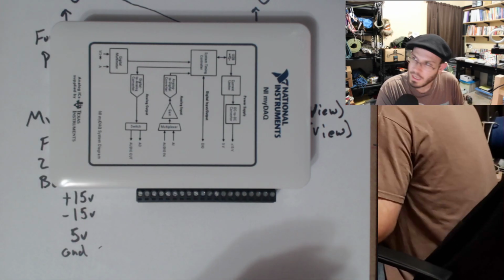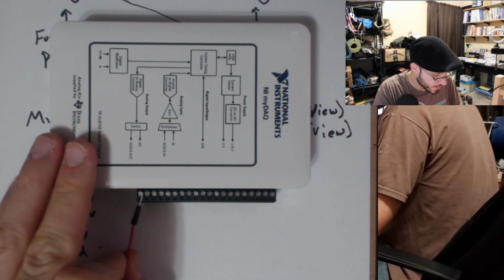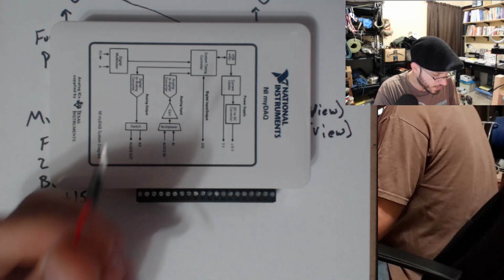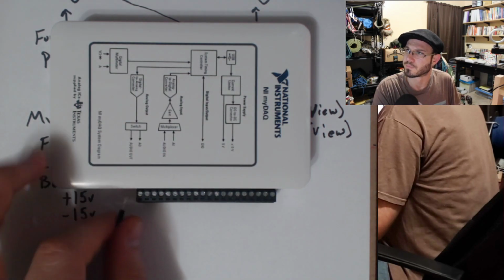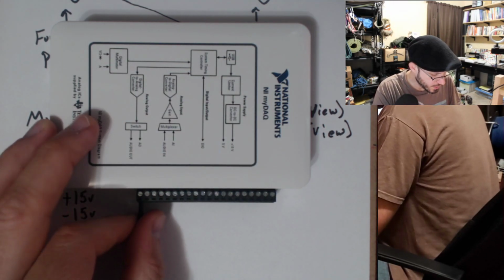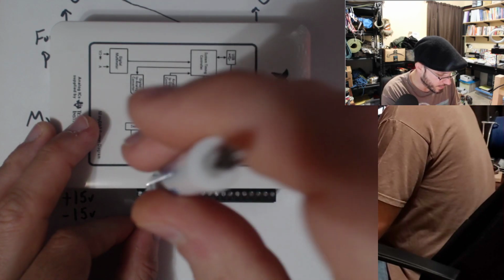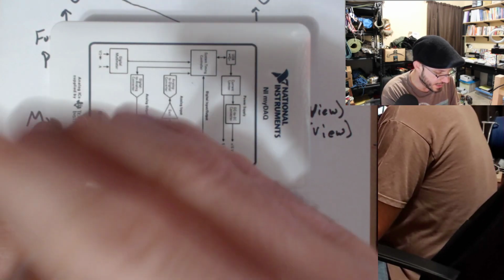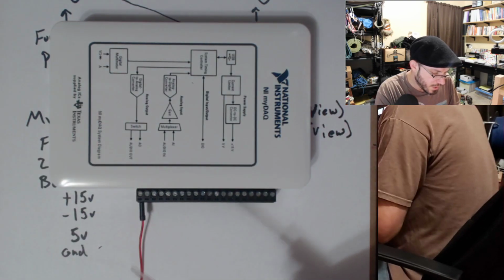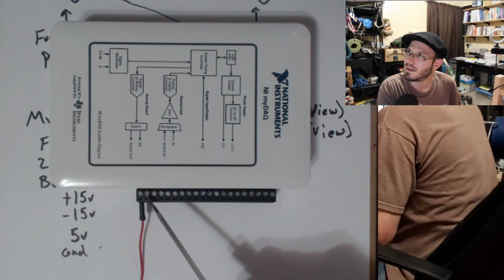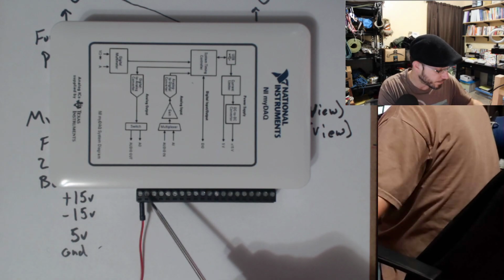Okay, we're going to need plus 15 volts. So I'm going to stick one of these prototyping wires, one of these breadboard wires, into the first terminal that says plus 15. And then I'm going to go ahead and tighten that down. Now, for now, I'm going to skip the minus 15. I'm not going to be using that for this first demo.